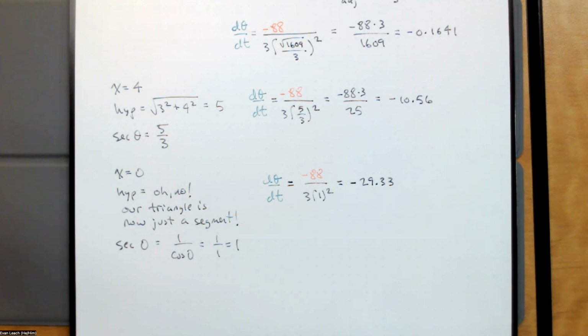Questions? So we can see what's happening here. As expected, when the car is far away, the camera does not have to rotate very fast. But as the car gets closer, the camera has to increase its rotation. How's everybody? Okay?